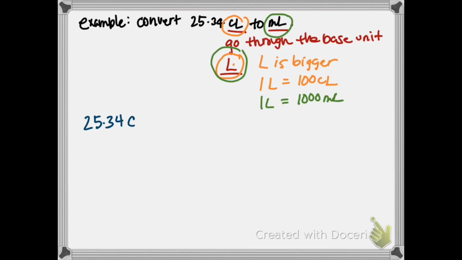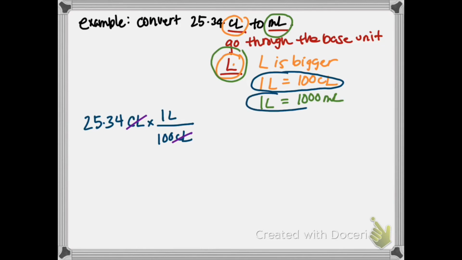So 25.34 centiliters is given. We start with that number. We're going to use our first conversion factor to go through the base unit. So 1 liter on the top, 100 centiliters on the bottom. So that way we can see that centiliters is going to cancel out. We get to liters, but we're not done yet, right? We don't want to go to just liters. We want to go to mils. So we use our second conversion factor of 1 liter is 1,000 milliliters. So the liters cancel out. We're left with mils or milliliters.